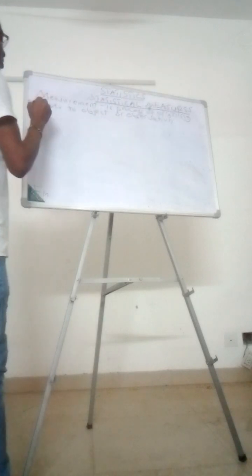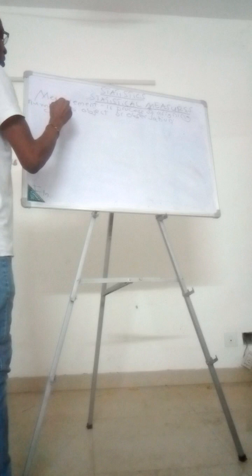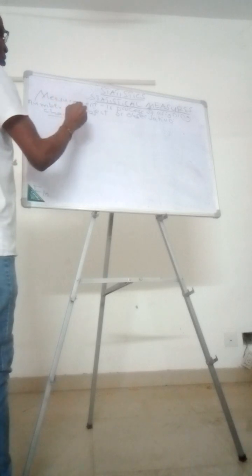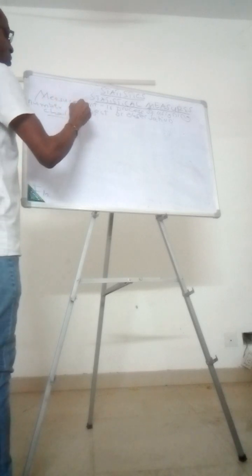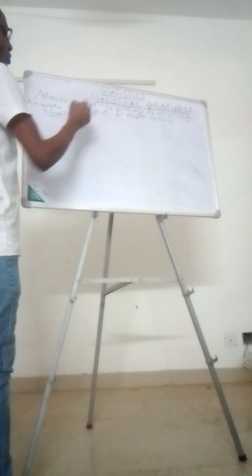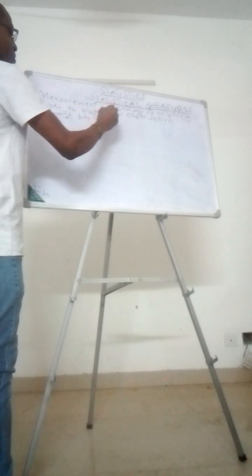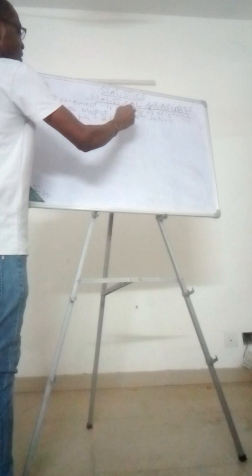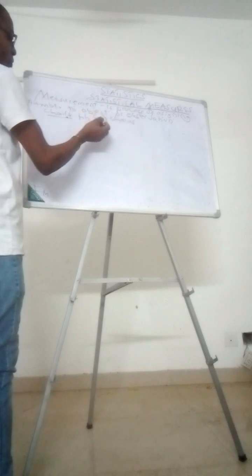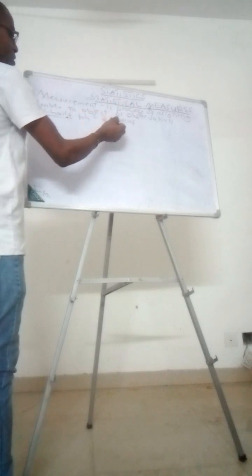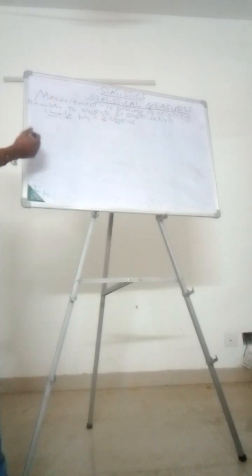For instance, we have chairs. Here we have one, we have two. So the process of putting a number here, that is two chairs. Chairs are the objects. The process of putting numbers to the objects is called measurement.